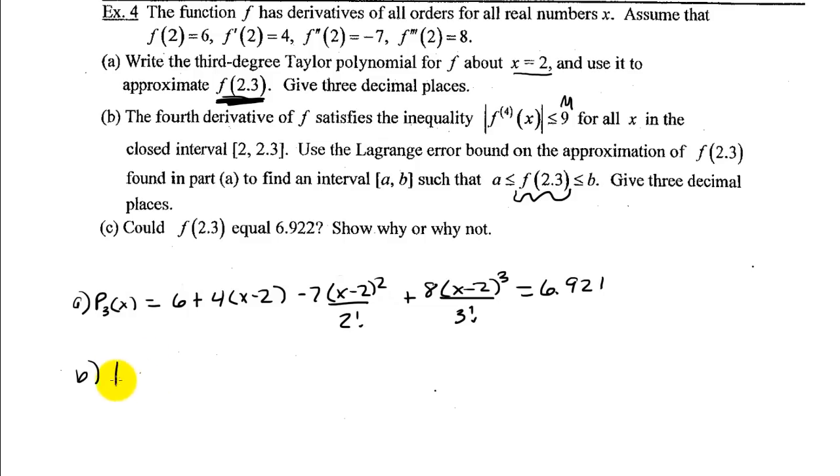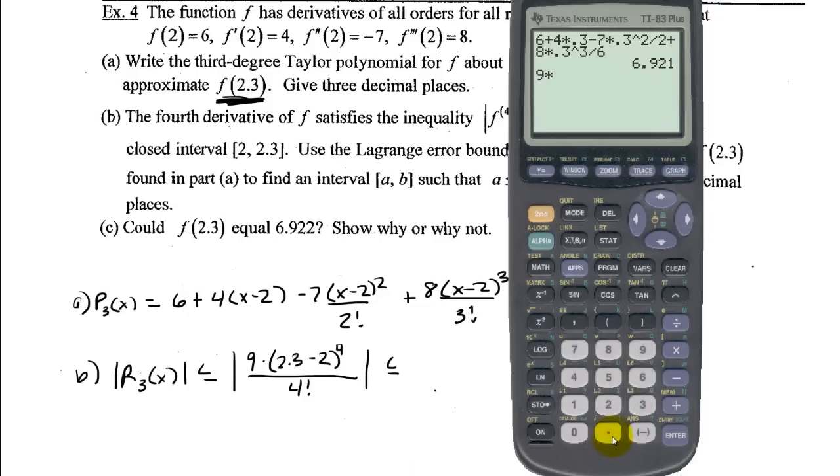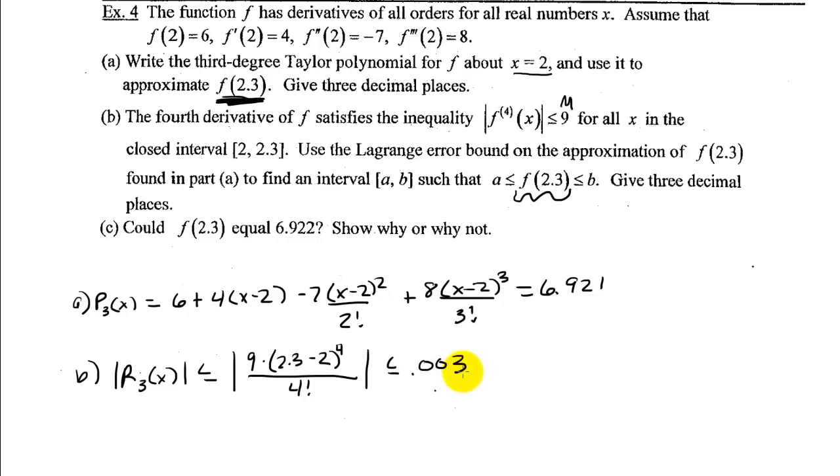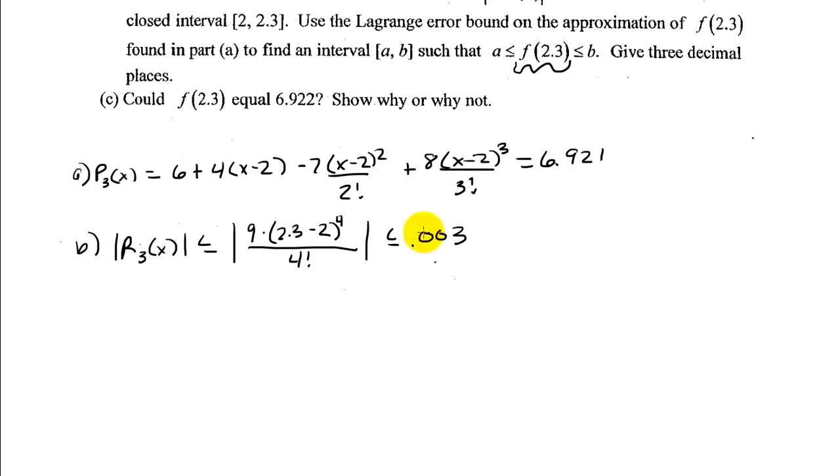Give three decimal places. So the absolute value of the remainder is less than or equal to the absolute value of the maximum value of the fourth derivative, which we are told is 9 times. Then we have 2.3 minus 2 to the fourth power, all over 4 factorial, which is less than or equal to, let's grab our calculator again. We have 9 times 0.3 to the fourth power, and we're going to divide that by 24, which is 4 factorial. So we have 0.003.